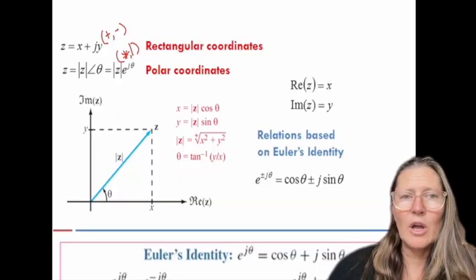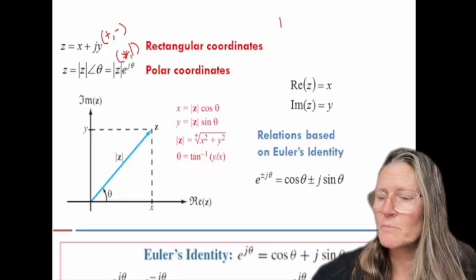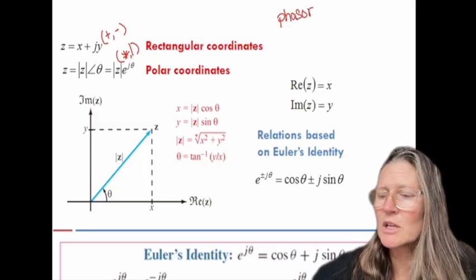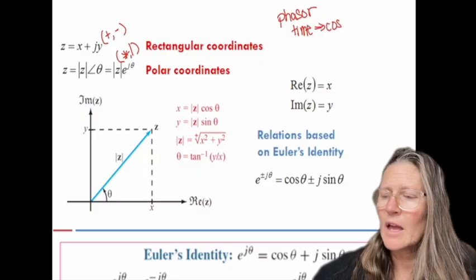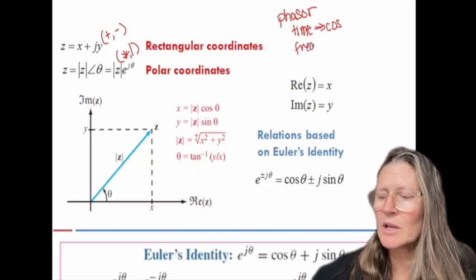And so phasor form, to get the phasor, you need it to be in the time domain, a cosine, and in the frequency domain, you need it to be a phasor.